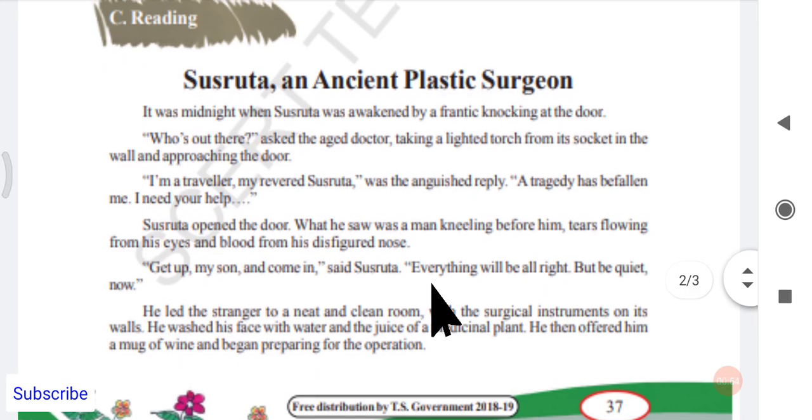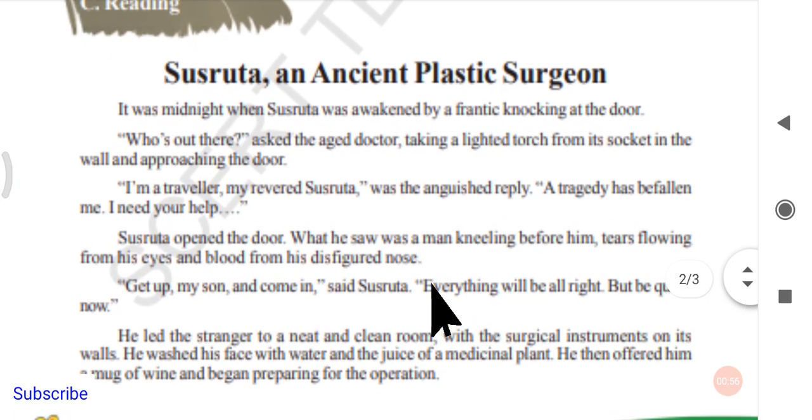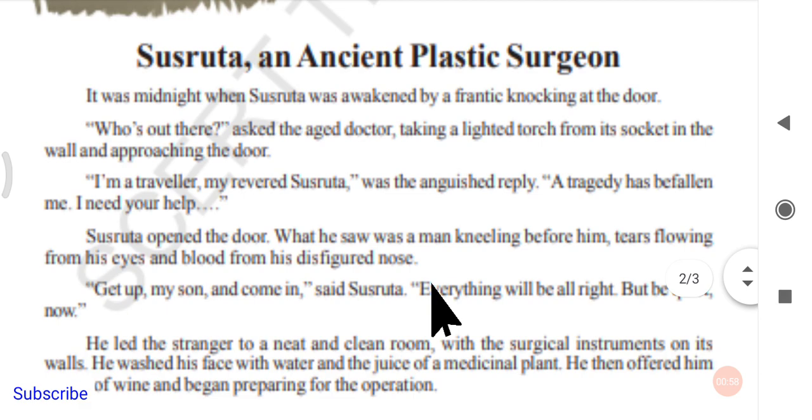Let me scroll here. Yeah, fine. Let me zoom in a little bit for your comfort.